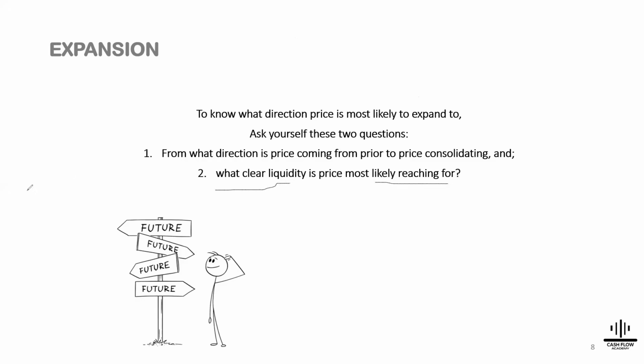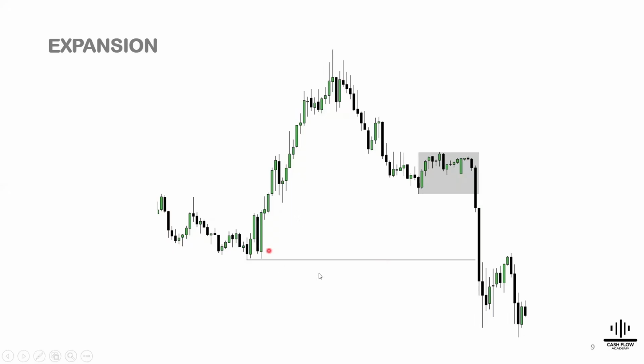So let's look at an example quickly. Now, you can see what happened here. As soon as price was consolidating, you want to ask yourself this question: where was price coming from before this consolidation? Now, you can only apply this when price is consolidating. As you can see here, before this consolidation, price was bearish. That's the first question you want to ask yourself. What direction was price coming from prior to the consolidation? So price was bearish. Now, where is the clear liquidity do you think price is likely running towards? We have sell-side liquidity below this low. So what happens? We expect price to expand lower.